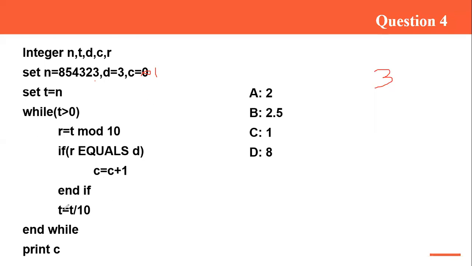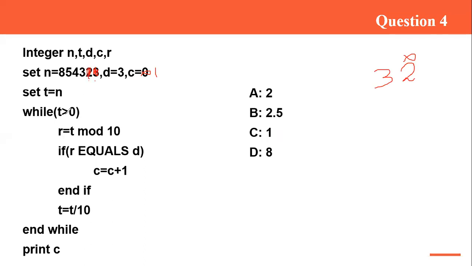And then what will happen? T is equal to T by 10. That means T value will get modified. Whenever we divide by 10, what is the quotient we get? Same number without the last digit. Alright? That means this digit is removed. Now the same number, again it will go back and check. Now 85432 greater than 0, obviously true, enters inside. Now T mod 10, we will get 2. Now 2 is the remainder we got. Is 2 same as D? No, it's not same. So count will not be incremented. Count is still 1. And then again T is equal to T by 10. That means this digit will also go.